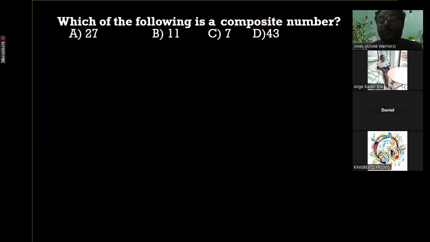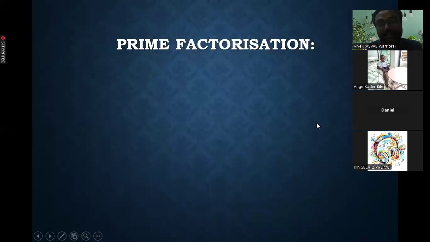Which of the following is a composite number? Fast, guys. 27. Awesome. Do you agree with Ablam's answer? Yes, 27, because it is divisible by 1, 3, 9, and 27. Awesome. Now, I think you have understood what prime numbers and composite numbers are.